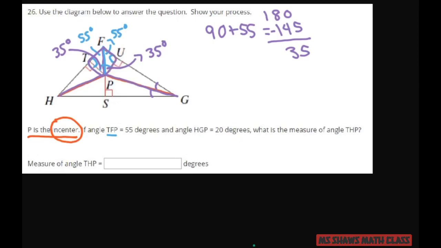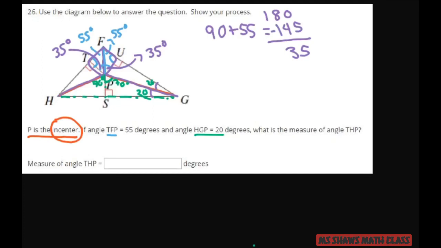Now for HGP, so this triangle here, this angle's 20, so this is 20. That means this angle here is going to be 70, because that gives you 90, and this whole triangle will add up to 180. And because it's a bisector, this side is also going to be 70.